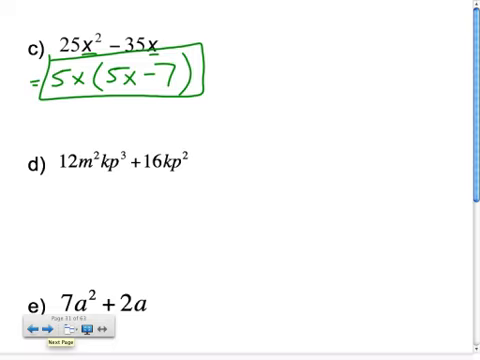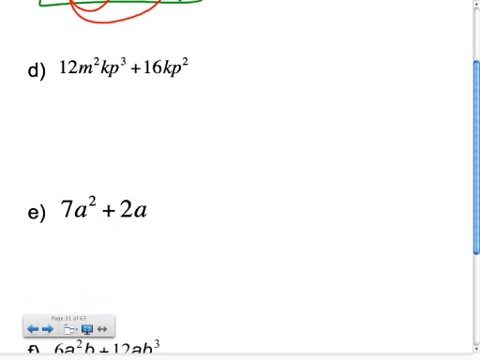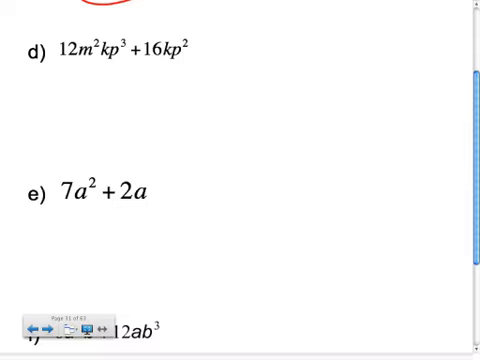The nice thing is you can always check this by mentally distributing. Here's what I'm thinking when I double check: 5x times 5x is 25x squared, 5x times negative 7 is negative 35x. Okay, I'm good. Check. It worked. I'll do a couple more here, and then we'll get to some solving. We'll do part D, and then I'll call it a day here as far as I'm concerned. But you guys should probably work through the last two there on your own.